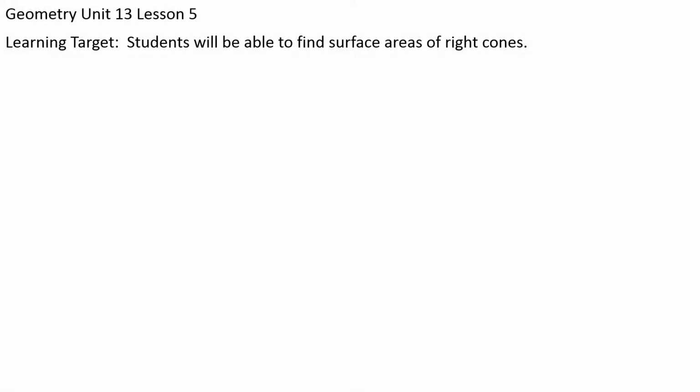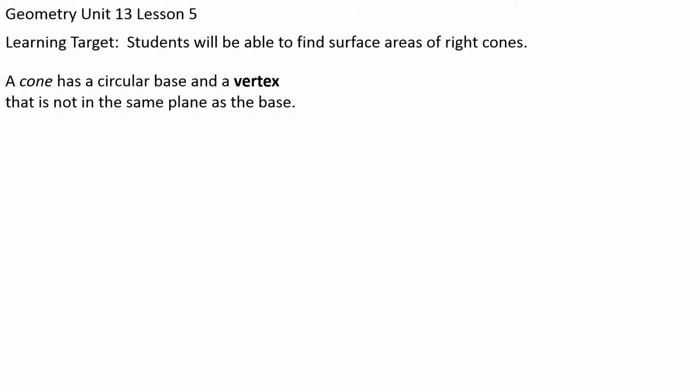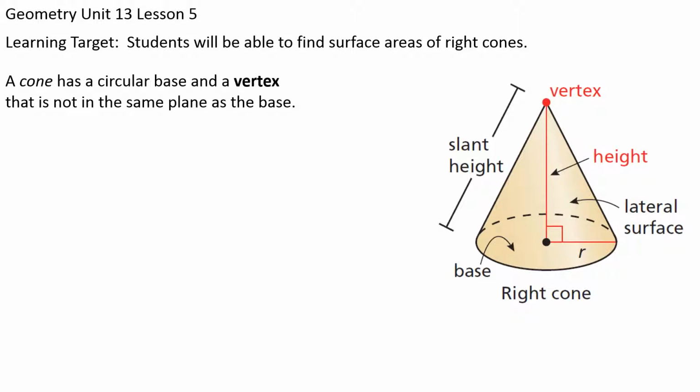Well, believe it or not, lesson number 5, we are still looking at surface area, this time of right cones. And surprise, surprise, just like always, we're going to be looking for the lateral area, and we'll be looking at the area of the base. A cone only has two pieces. It's got a base, and it's got a lateral surface.